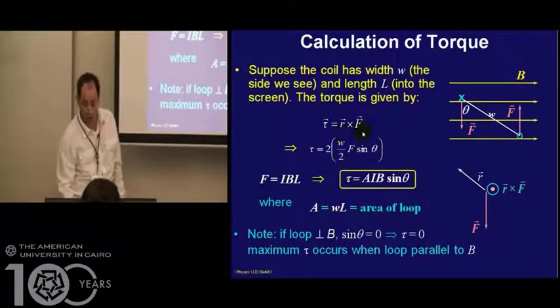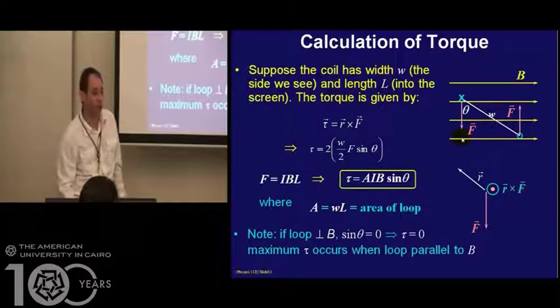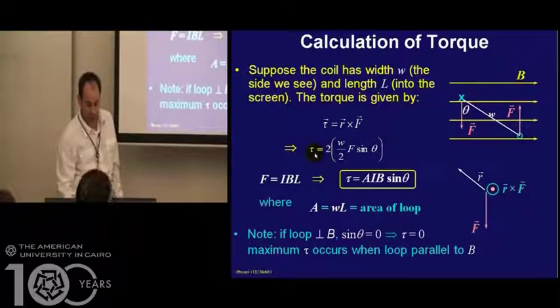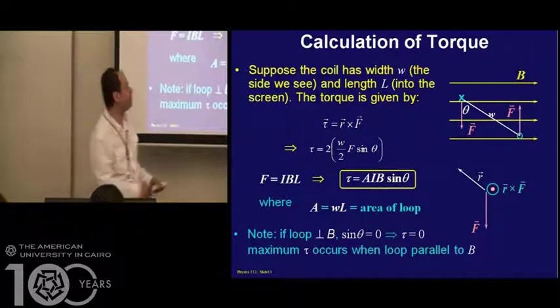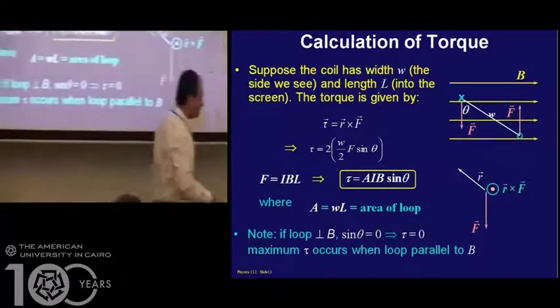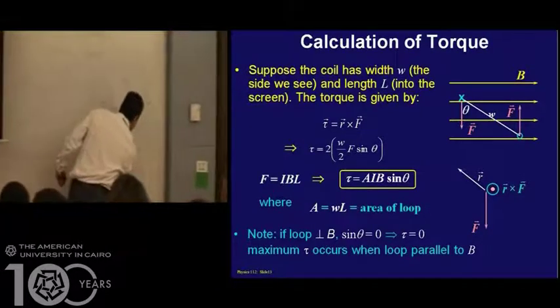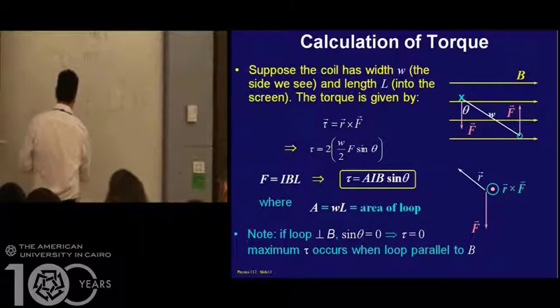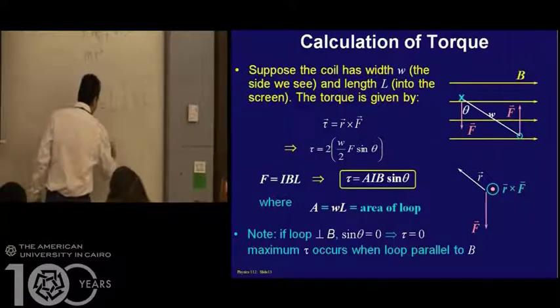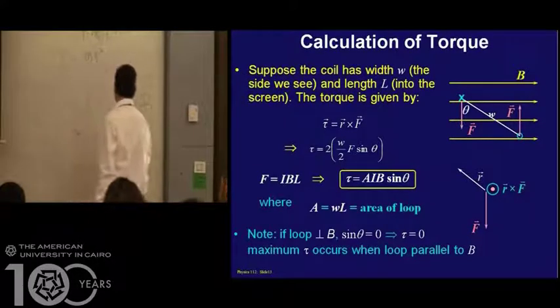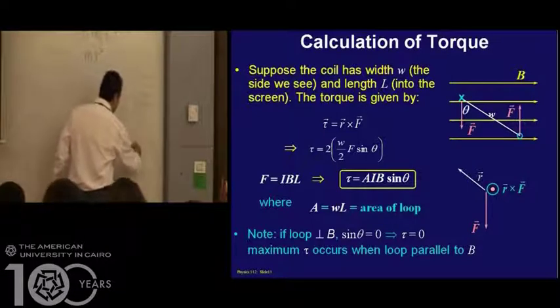And we have two forces acting on two arms in there. That's why we multiply by 2. So the magnetic torque in that case equals W over 2 times F times sine theta. The F here is the magnetic force. And if we go back, the magnetic force was ILB. I'm going to write that equation again in here. Torque equals 2 times W over 2, width over 2, times the magnetic force times sine theta.